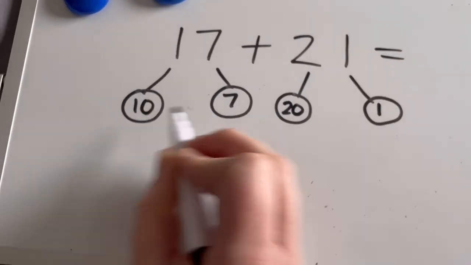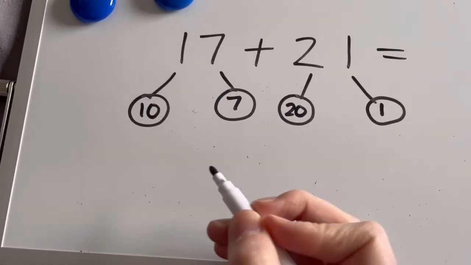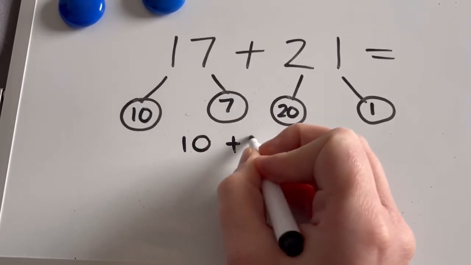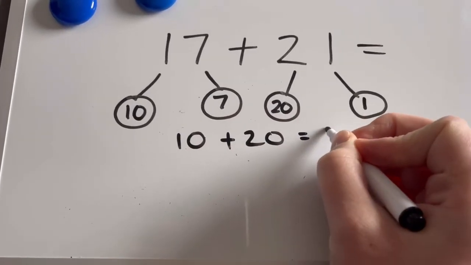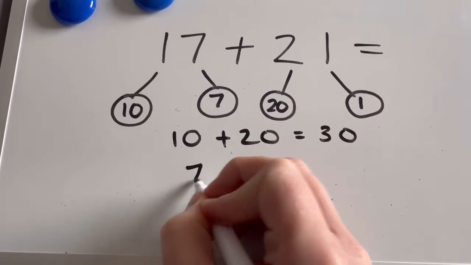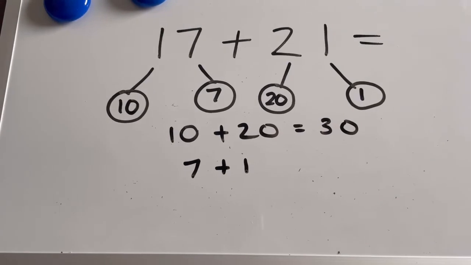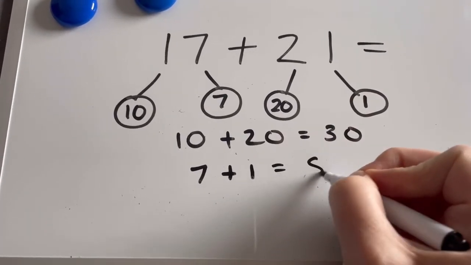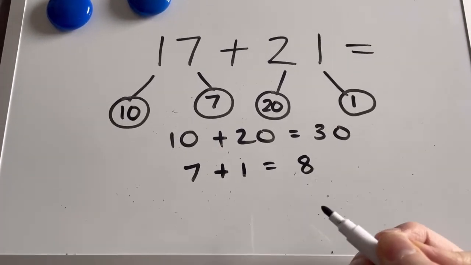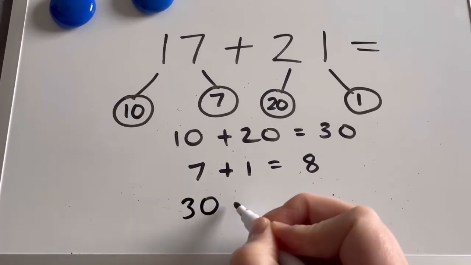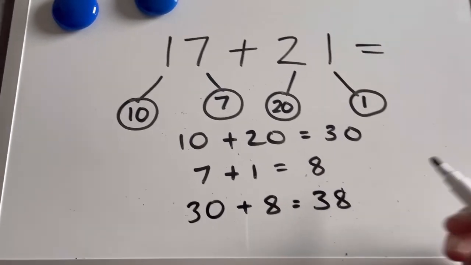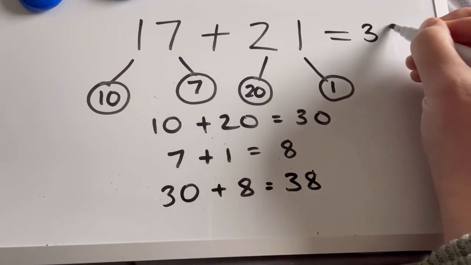So if we look at the tens, we've got 10 and 20. So we're going to add them together first. So 10 add 20 equals 30. Now we're going to add the ones. So 7 add 1 equals 8. Now we can add together the tens and the ones. So 30 add 8 equals 38. So I can put that up here.